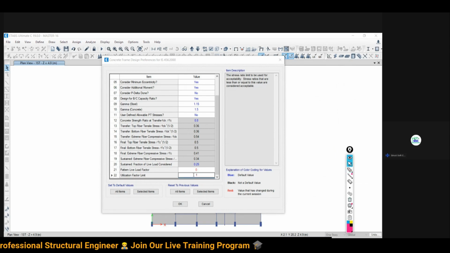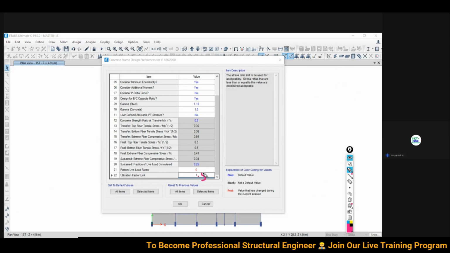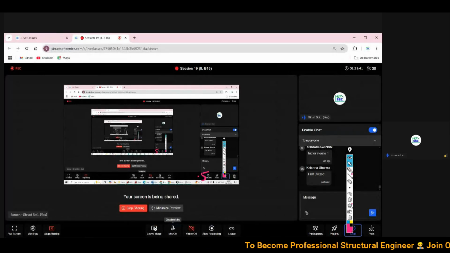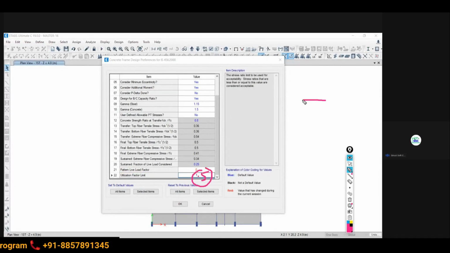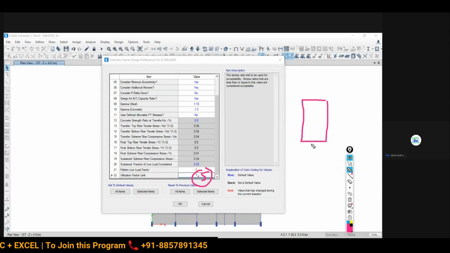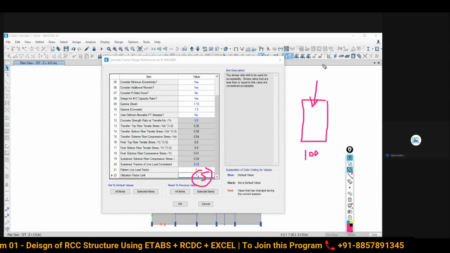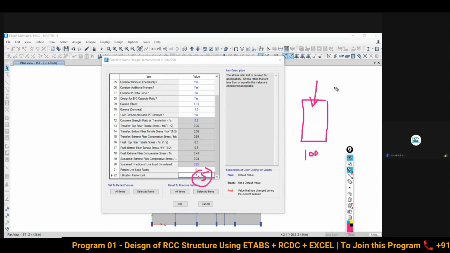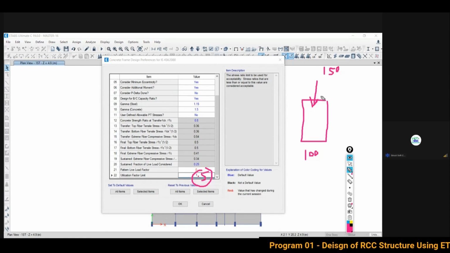But for safety, if I choose 1.5, will it be right or wrong? If I am choosing 1.5, wrong. Try to understand what will happen. My column has a capacity of 100 kilonewton, and suppose the load on the column is coming as 1.5 times, so 150 kilonewton. Even in this situation, your software is not showing this column as failing.